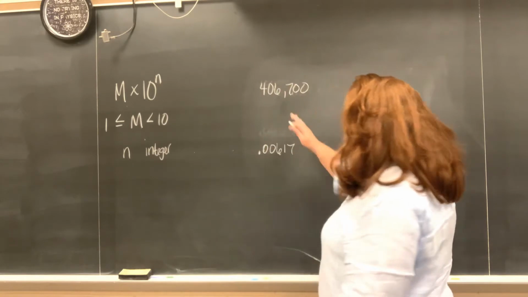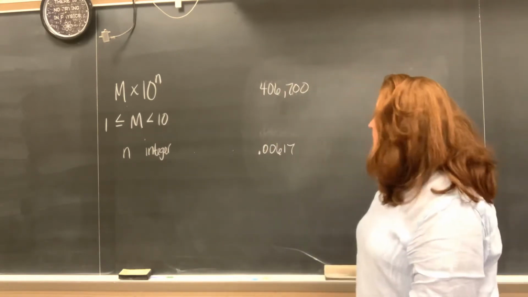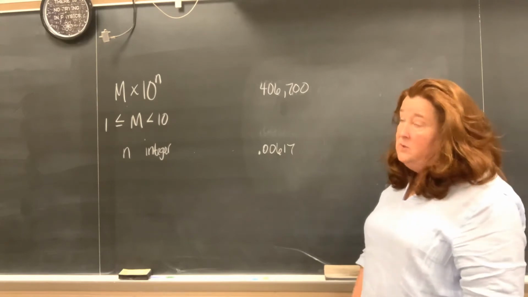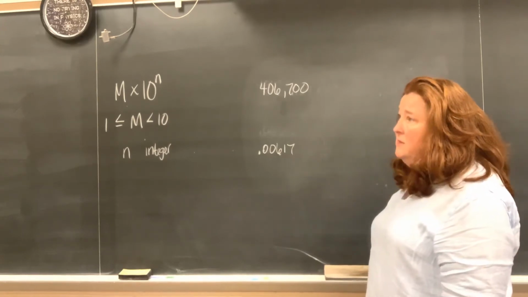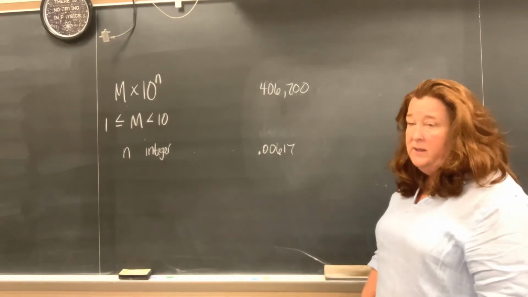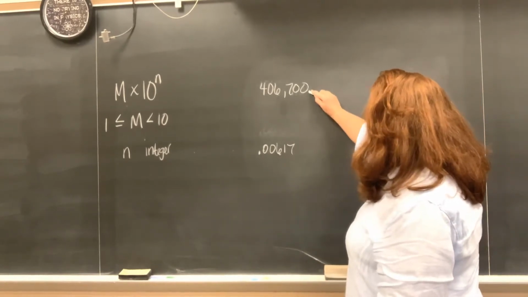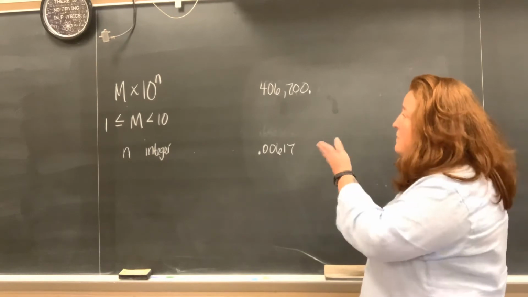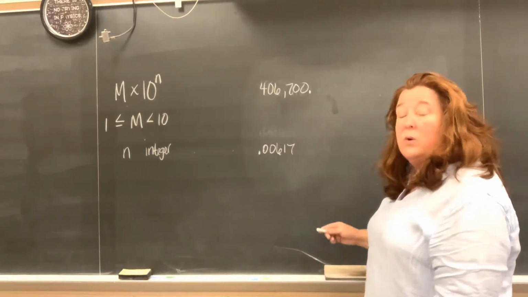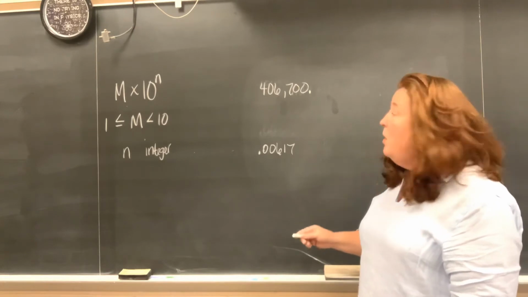So if you have a very large number like 406,700, that has a lot of zeros. It's not as big as some numbers could be, but we need to be able to put this into scientific notation. So the first thing we have to be able to do is to find the decimal place. The decimal point is going to be right here. It's understood, and we have to make this number between 1 and 10. In order to make it between 1 and 10, we're going to move the decimal, making a smaller number.